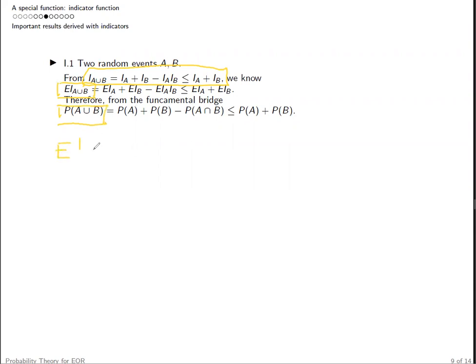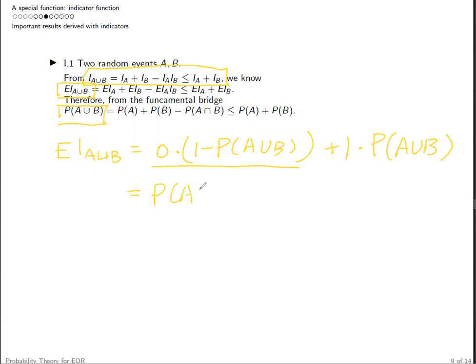Because this is a Bernoulli random variable and equals 0 with this probability, but we don't care about this part anyway. It's gonna be 0. And plus, it takes 1 only if A or B occurs. So the expectation is the probability of A union with B, by the fundamental bridge. And now we apply the expectations on all sides, and this is the result we have.